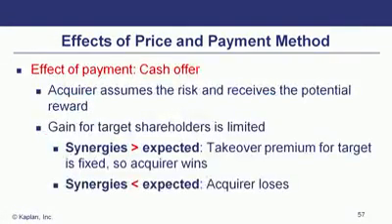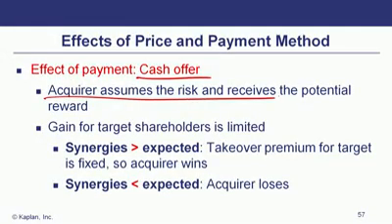Okay, what about the type of payment? Well, if it's a cash offer, what happens? I'm the acquiring firm, I pay some cash to the target firm shareholders, and they go away. They're no longer part of the equation. So the acquirer assumes the risk and receives the potential rewards of the acquisition, because the target firm shareholders are gone. If the synergies are bigger than anyone expected, then the takeover premium for the target is fixed, so the acquirer is going to win.